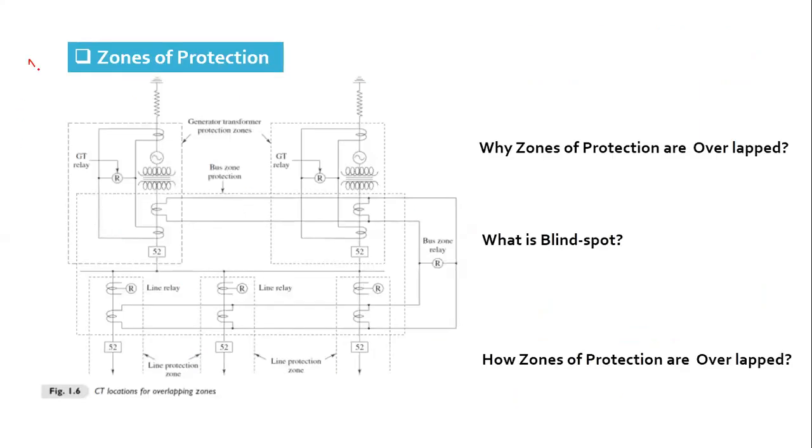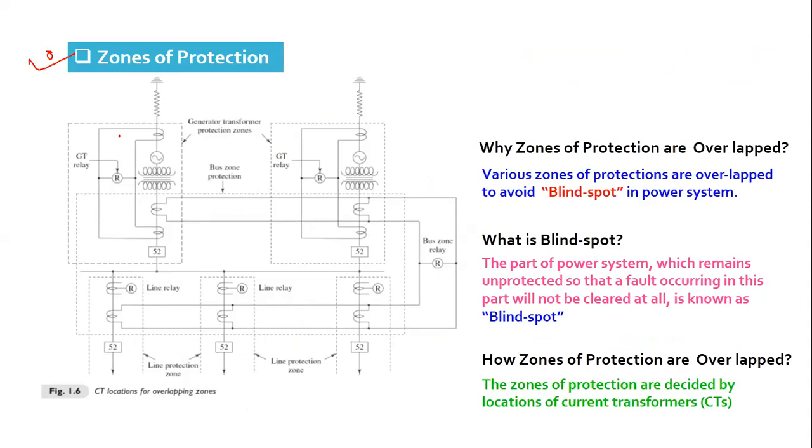Now the zones of protection. So the question is, what is the zone of protection first? The zone of protection is the area within which, if a fault occurs, the given protective system will trip. Suppose this is a differential scheme, which will operate if any fault occurs between these two CTs. That is called the zone of protection.